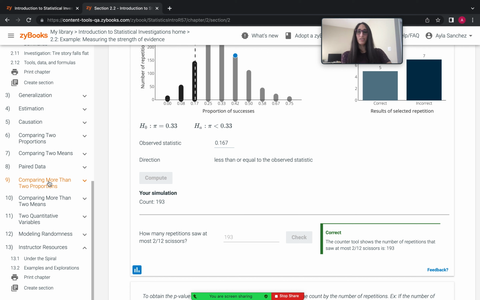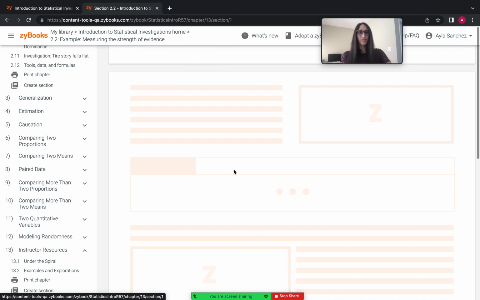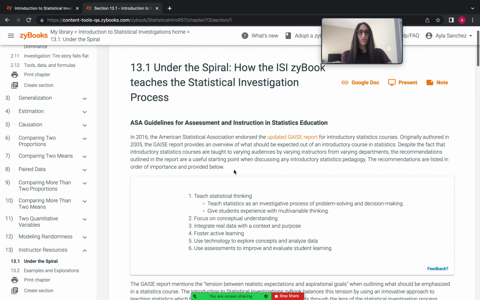If you'd like more details on the approach or why the concepts are scaffolded in this manner, there are other videos on that. We also have a section here under the last chapter of the book titled Instructor Resources, which will help you understand what you might need to know about this approach or what you might need to change if you're switching to teaching using this approach.